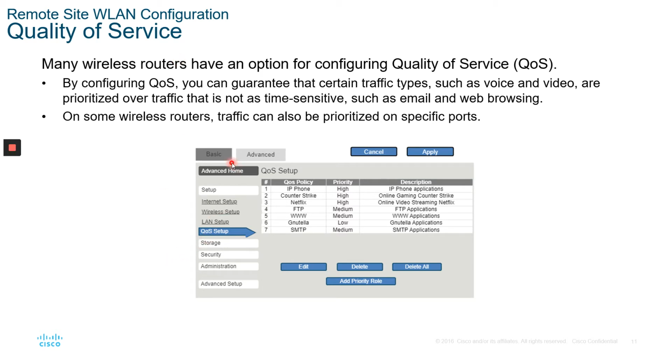In terms of Cisco, you will get one tab called quality of service, and this is where you can define the priorities. For example, over here, IP phone has the high priority. Counter-Strike, which I think is a game, also has high priority. Netflix has high priority as well. Maybe, if it's an office environment, you may not want to give Netflix or Counter-Strike a high priority. But again, it depends, and then you can configure it as per your requirements.